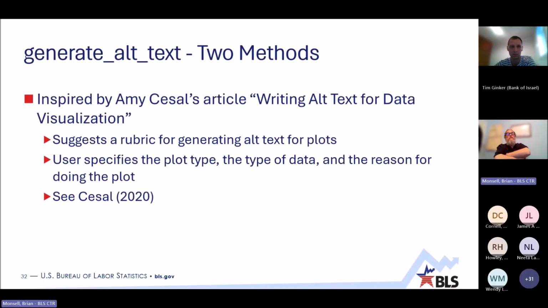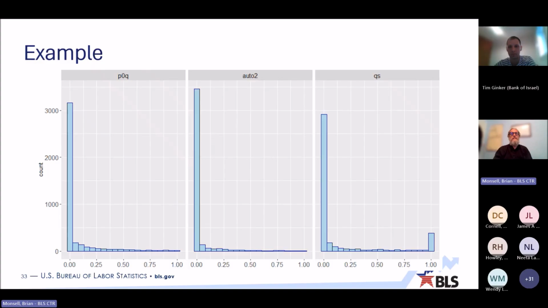The second method I use is inspired by an article by Amy Cesal called Writing Alt Text for Data Visualization. It suggests a rubric for generating alt text for plots. The user specifies the plot type, the type of data, and the reason for doing the plot. And there's a reference. It's in Nightingale, which is an online journal for data visualization. So I'm going to show you an example of using Amy's method. This is a histogram that I included in my JSM talk. It just basically compares the distribution of p-values for different seasonal adjustment diagnostics.